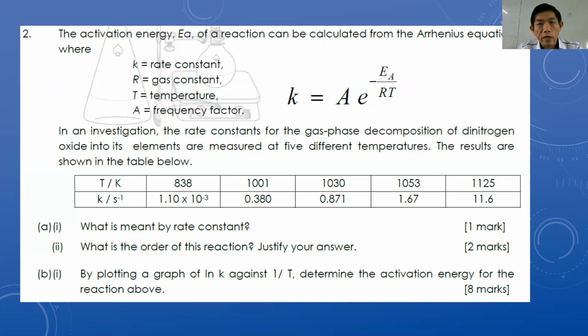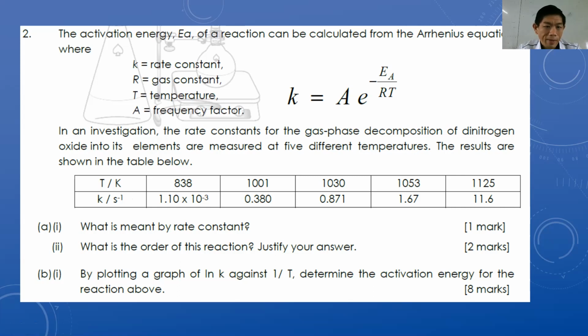Activation energy Ea of a reaction can be calculated based on the Arrhenius equation, where k equals A e to the negative Ea over RT. In an investigation, the rate constant of the gas phase decomposition of dinitrogen oxide, N2O, into its elements is measured at 5 different temperatures. The results are shown in the table below. You have the temperature given in Kelvin, and then the rate constant. If you look carefully, the unit of the rate constant is s minus 1. So you have to be very careful on how to determine the order of reaction based on the rate constant.